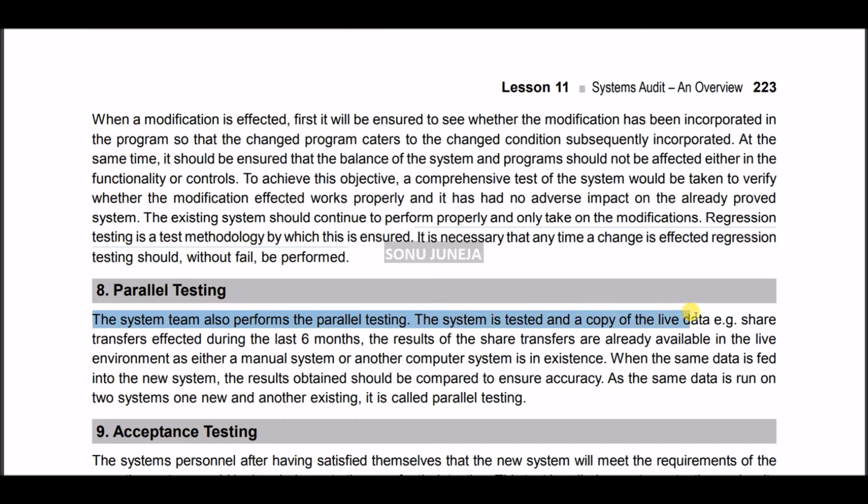The system is tested on a copy of live data. Example, share transfer effected during the last 6 months. The result of share transfer is already available in the live environment as a manual system or another computer system is in existence. When the same data is fed into the new system, the result obtained should be compared to ensure accuracy. So keep two computers, run the program, check, transfer the data, compile the data, and run. If it's working in the same direction, same expectation, it's correct.